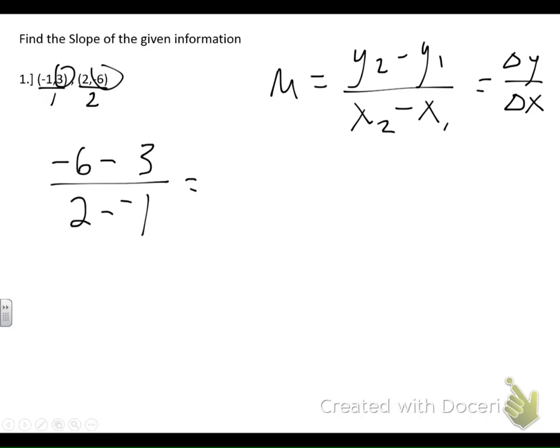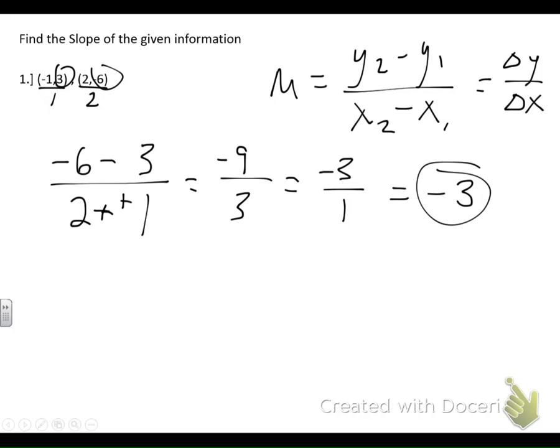Okay, so now I'm ready to do my math here. When I do negative 6 minus 3, that's going to give me negative 9. When I do 2 minus a negative, that's my keep, switch, change, that's really going to be like adding a positive, and that's going to give me 3. So now I need to reduce this down, because slope has to be in its most reduced form. I can divide both of these by 3, and that would give me negative 3 over 1, or just negative 3.